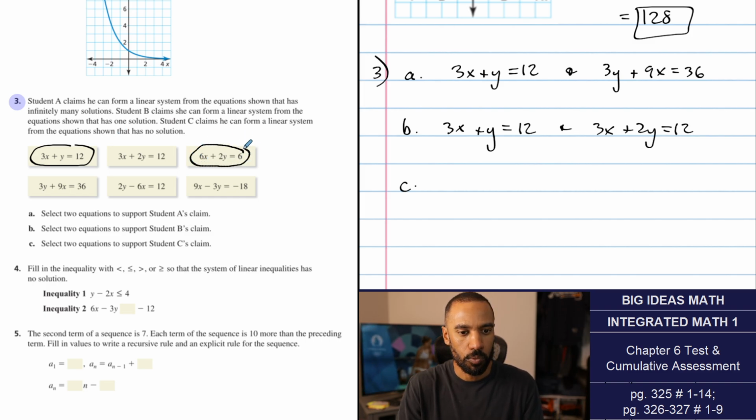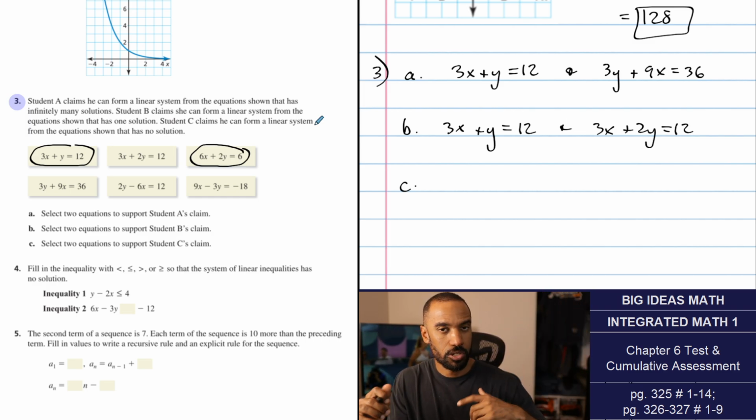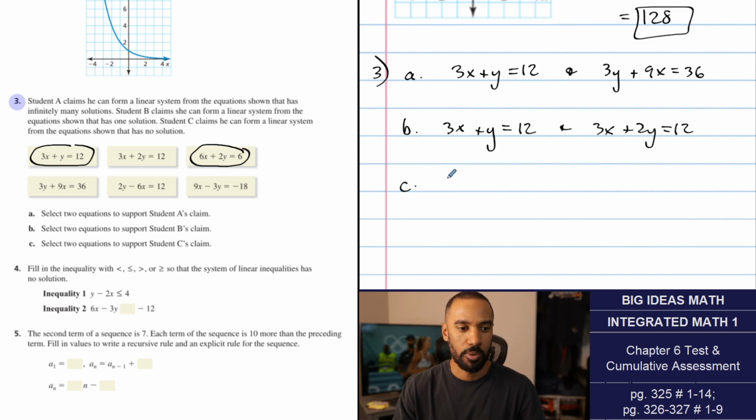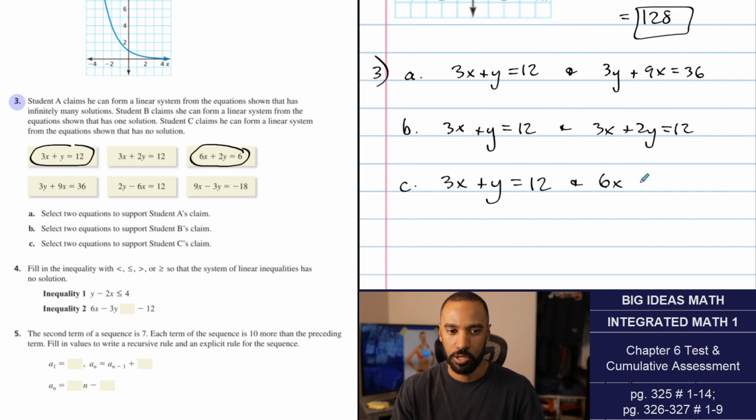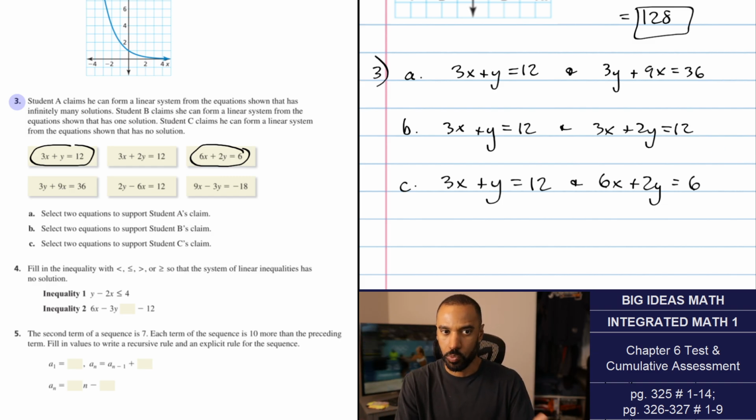So these would be ones that if I multiplied that one by -2, the x's and y's would cancel, but you get something on the other side. So to support C's claim, this would be a no solution case. Same slope, different y-intercepts. So I'm going to go ahead and use those ones. I'm sure there are probably others if you seek them. I just went with the first one, compared it, and I found them.